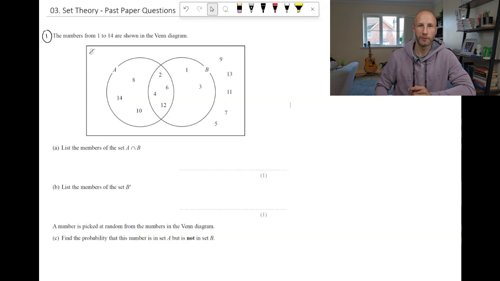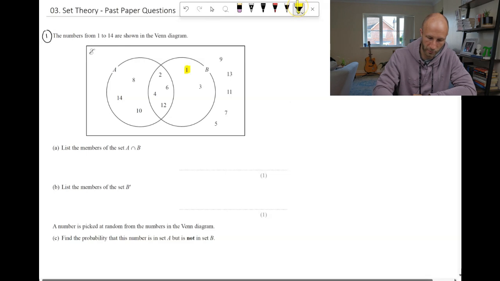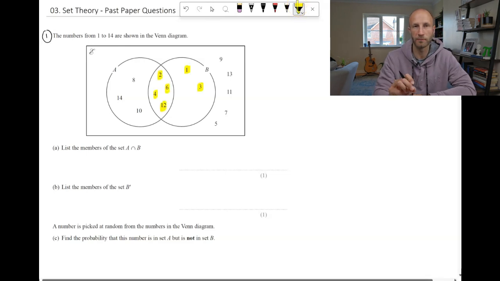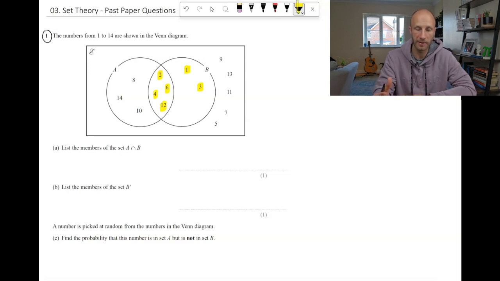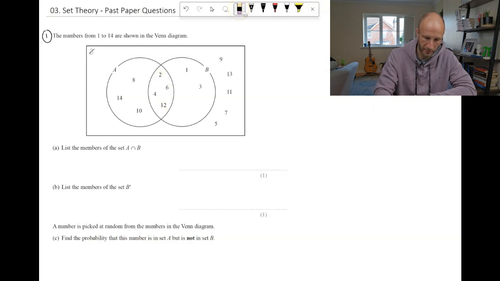So this says the numbers 1 to 14 are shown on the Venn diagram. The first thing to note is that these are individual elements on this diagram. So the numbers 1 and 3, and 2 and 6, and 4 and 12, they're individual members or elements, and the ones that I've highlighted there are of the set B. So this is not showing the number of things in the set, these are the actual values and elements themselves. So let's have a little look through.